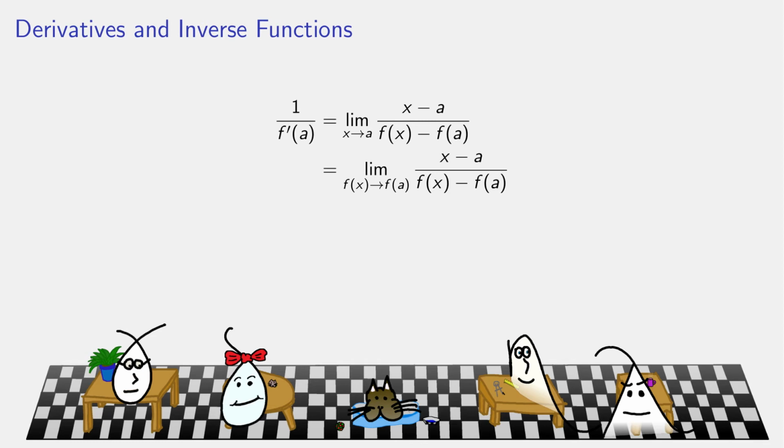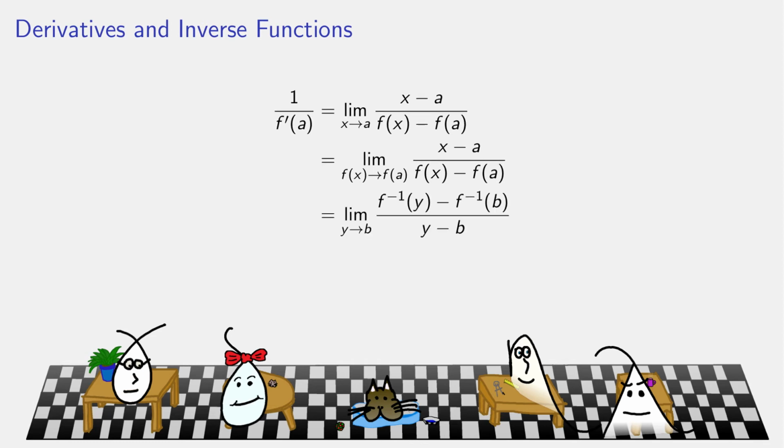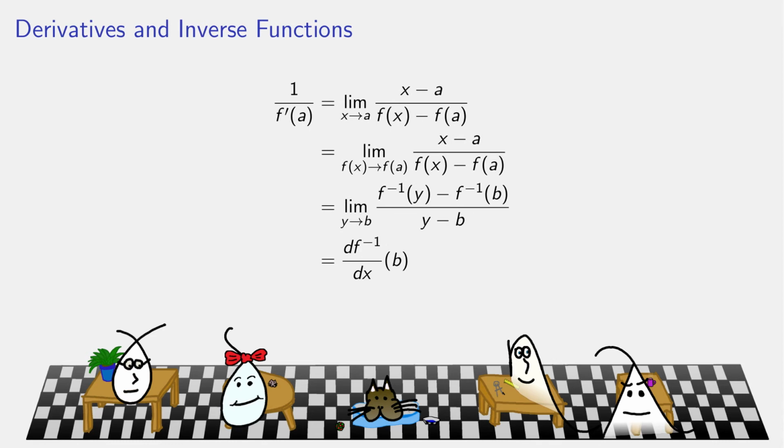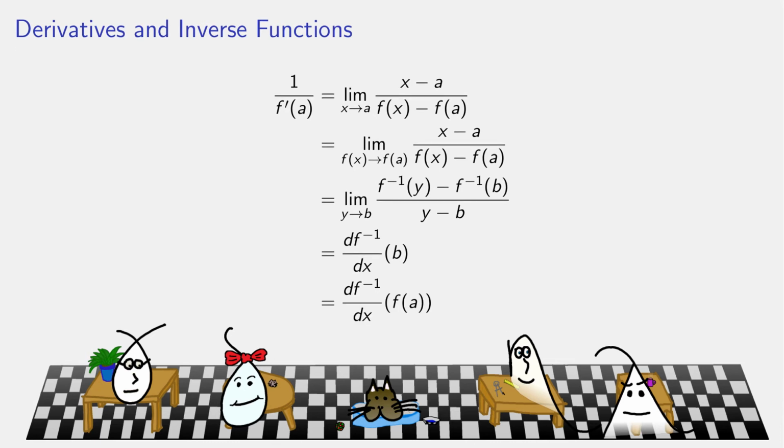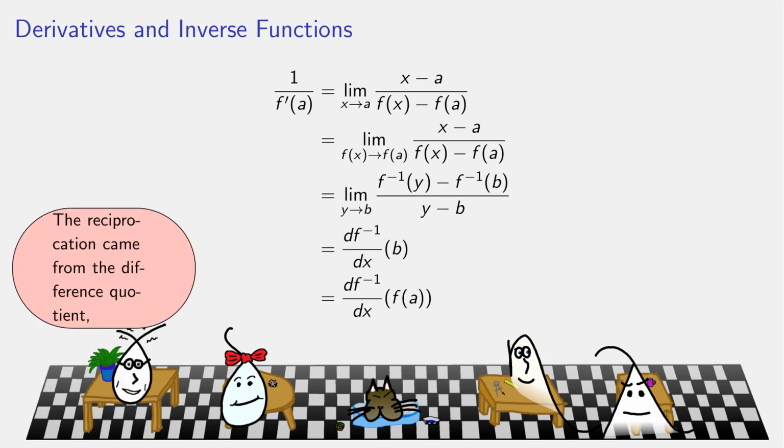Therefore, I can replace the limit as x approaches a with the limit as f of x approaches f of a. Now I'm just swapping x as f inverse of y and a as f inverse of b, and y is f of x and b is f of a, using the notation introduced on the previous slide. And now we exactly have the difference quotient to compute the derivative of f inverse at b, which is exactly the derivative of f inverse at f of a, because that was what b was. And now we have our desired formula. The derivative of f inverse at f of a is 1 over f prime of a.